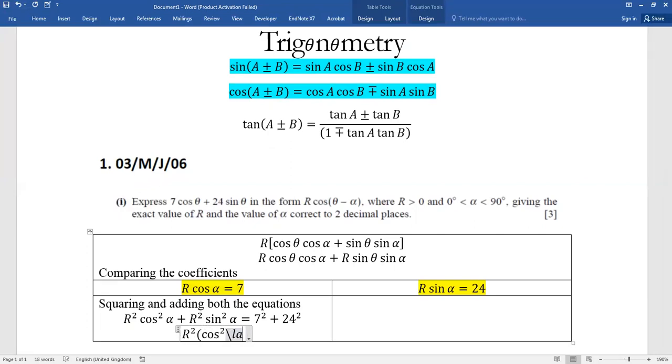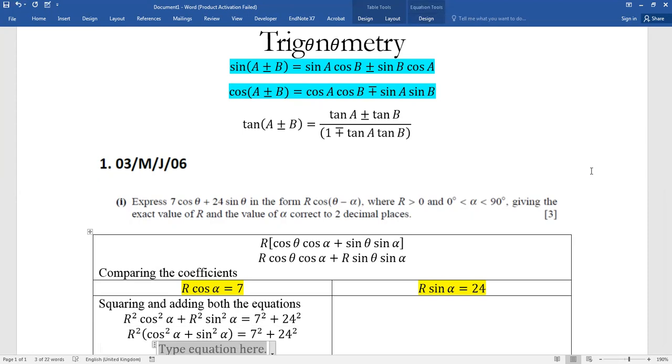Now, once I take the r common, what is cos square alpha plus sin square alpha? What will be cos square alpha plus sin square alpha? Anyone? Yes, bachon. Sir, it is going to be 1. Yes, that will be 1. And we are left with just r square, which is equal to 7 square plus 24 square.